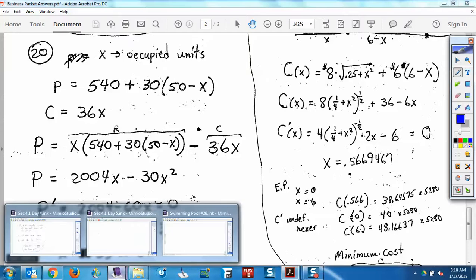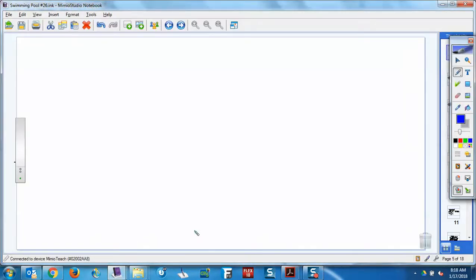All right. What about the ones in the book then? 26 and 23 will do. Just a question about the business package. So these are both like profit and cost.